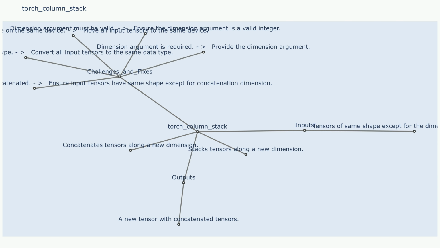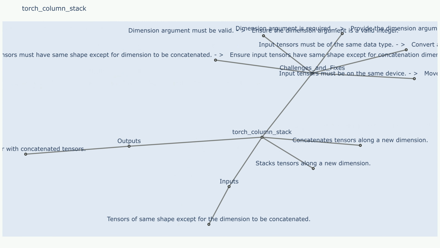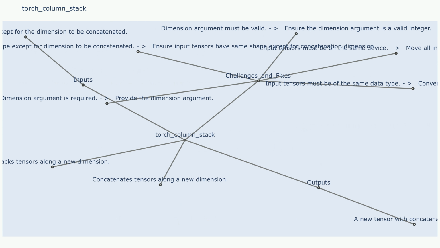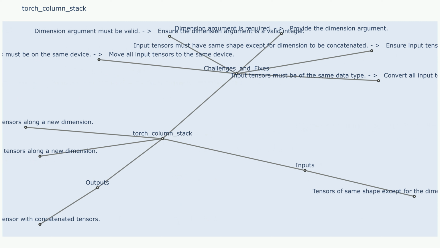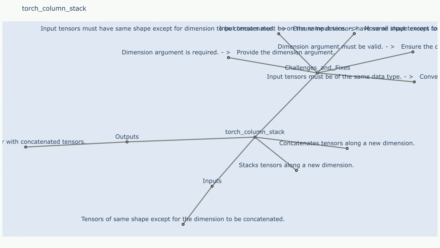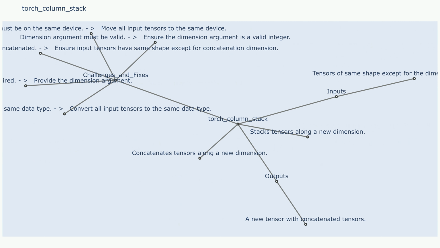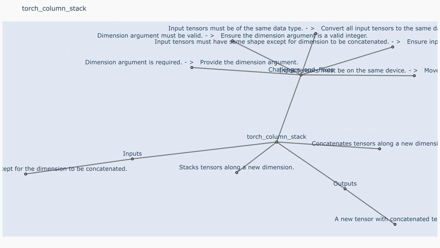torch.column_stack. Description: the torch.column_stack function is used to concatenate a sequence of 1D or 2D tensors column-wise. It stacks the tensors along the second dimension, treating each input tensor as a column. Inputs: tensors, a sequence of 1D or 2D tensors. The tensors should have the same number of rows. Outputs: out, a 2D tensor containing the concatenated input tensors, where each input tensor becomes a column in the output.